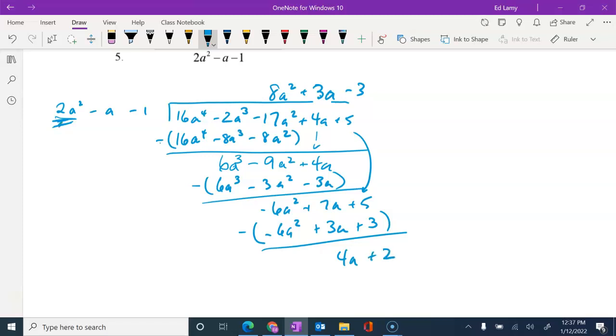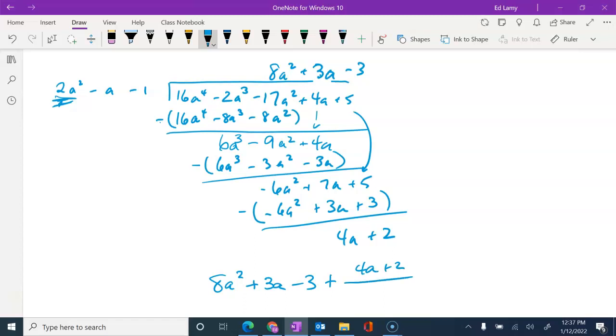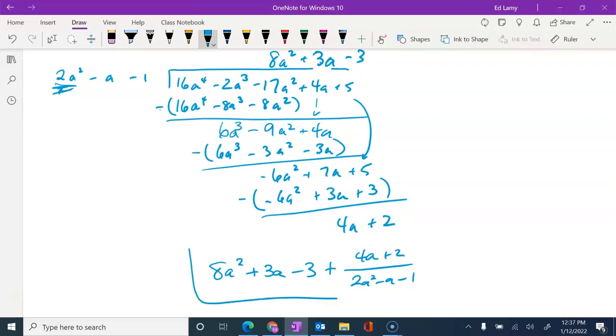And 2a squared does not go into 4a, so that's the remainder. We write this as 8a squared plus 3a minus 3, that's the quotient, and the remainder, 4a plus 2 over the divisor, 2a squared minus a minus 1. That's it. That's how we report our answer.